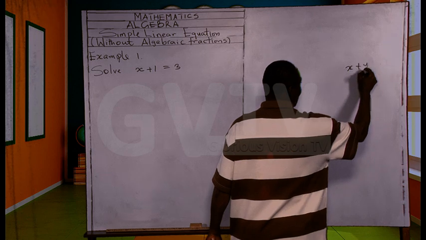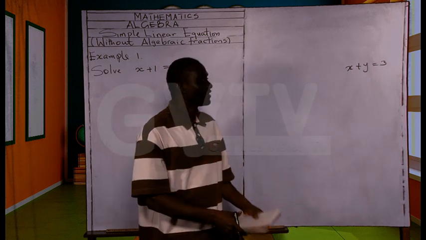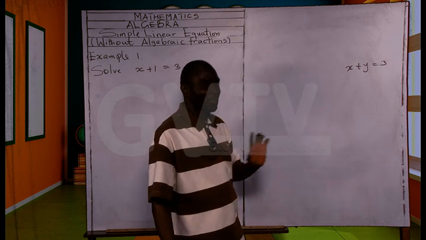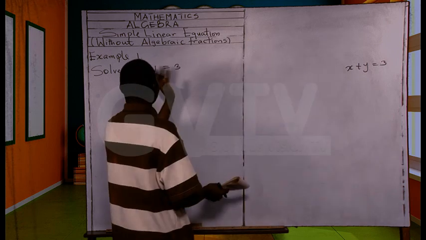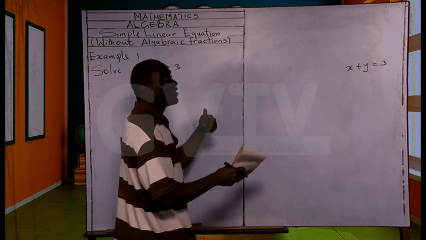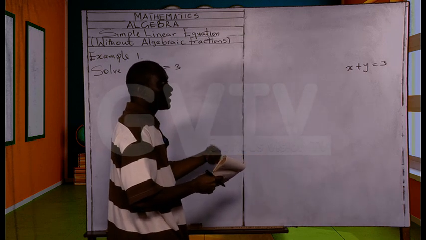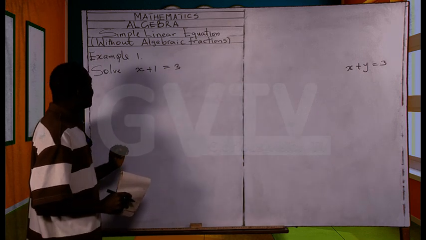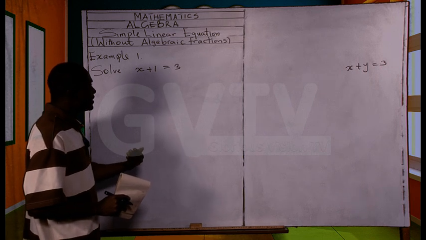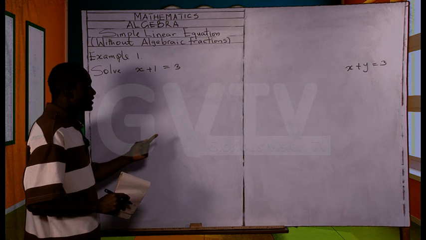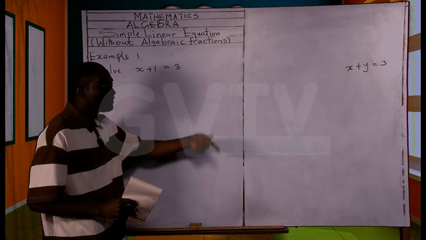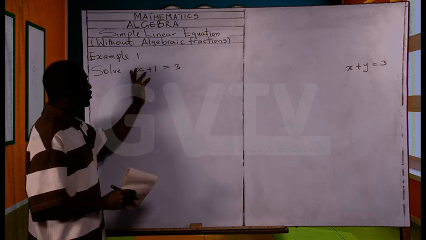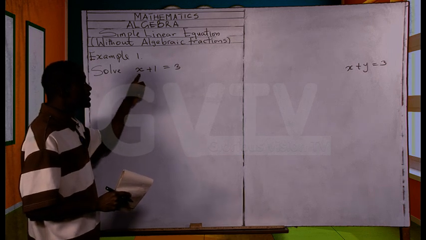x plus y equals 3 is a linear equation, but it's not a simple linear equation because we have two variables. Now I've differentiated between a simple linear equation and a non-simple linear equation. As I said earlier, when you are given an equation, you will not be required to simplify it, but to solve it. To solve is to find the value of the unknown. The unknown we have in this given equation is x.